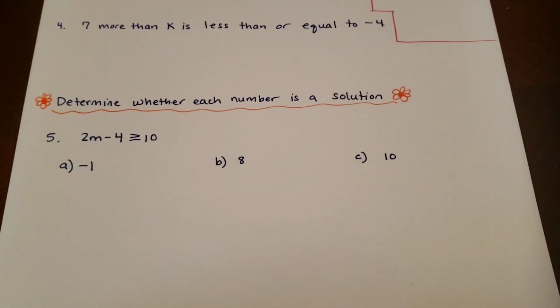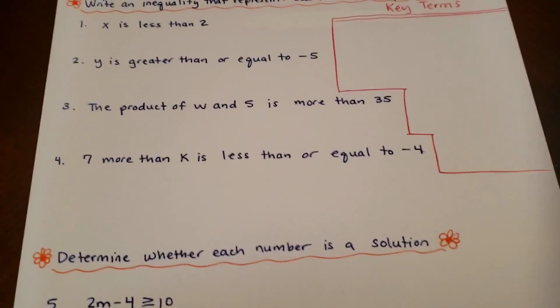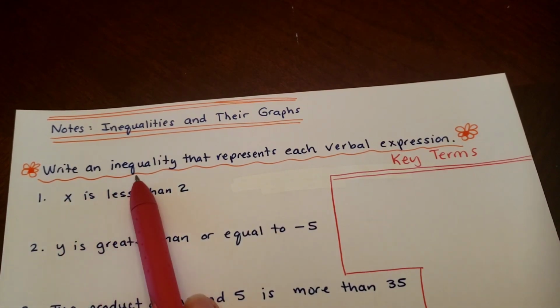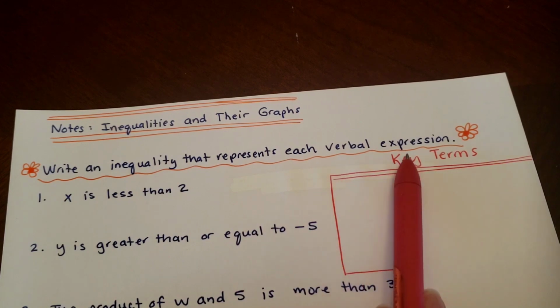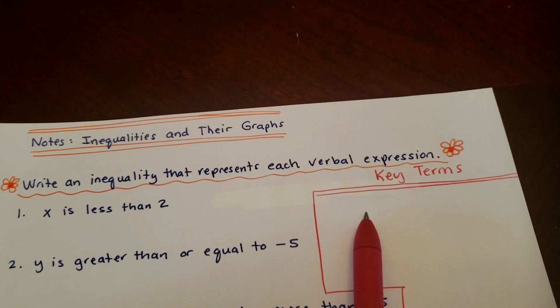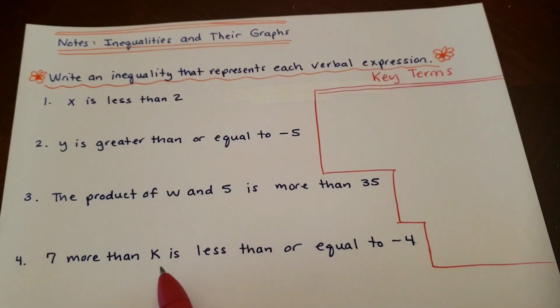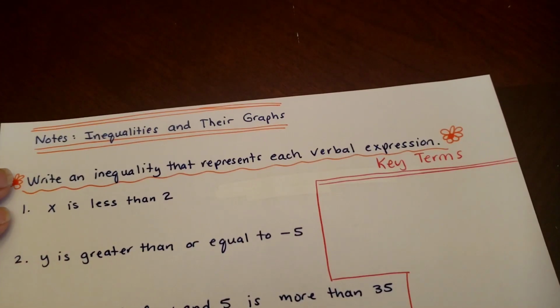And then there are more on the next pages, so as we go. Before we start the first one, write an inequality that represents each verbal expression, we want to go over some key terms. Because as you're going to notice, you have a lot of words here. And even though this is review, we may not remember it since we did it months and months ago. So some key terms that are going to be helpful.